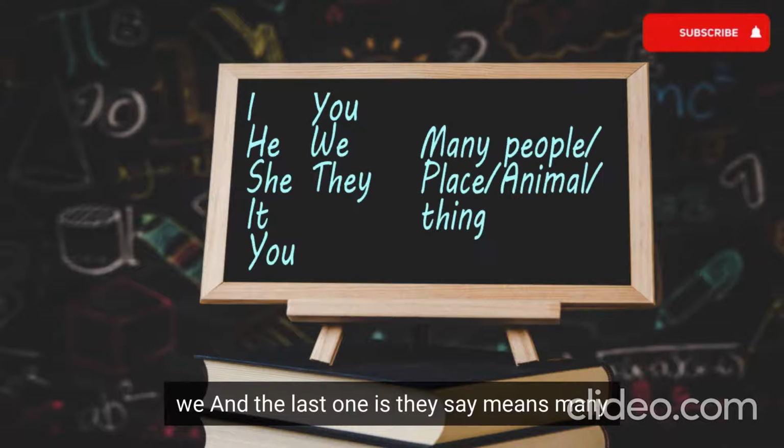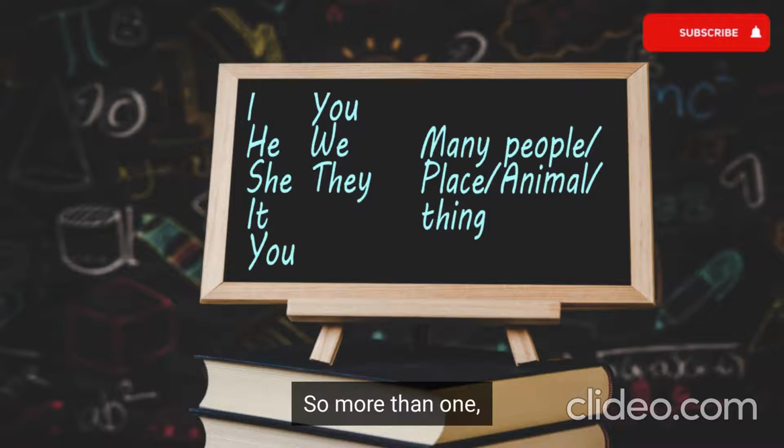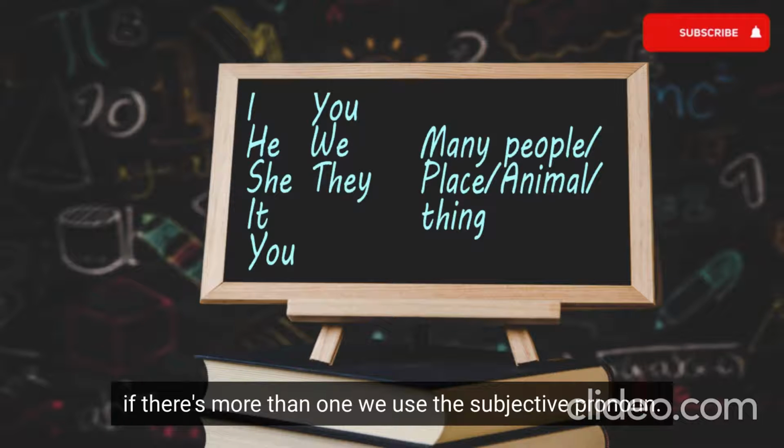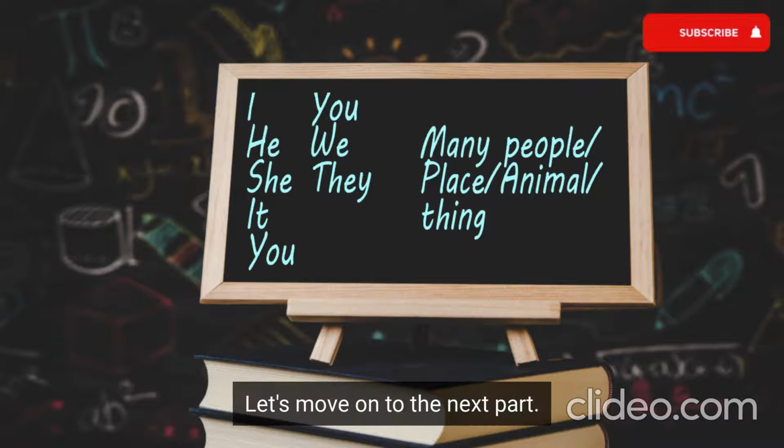And the last one is they. They means many people, places, animals, or things. Okay, so more than one. If there's more than one, we use the subjective pronoun they. Okay, let's move on to the next part.